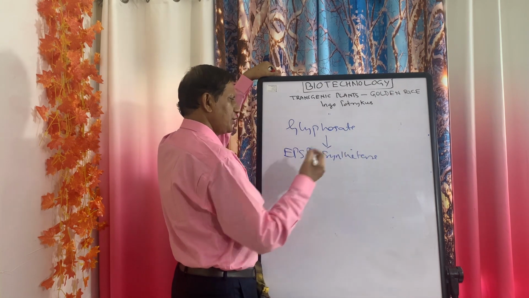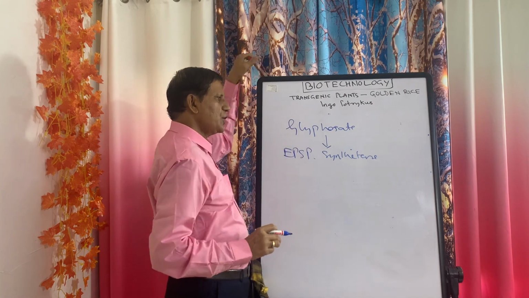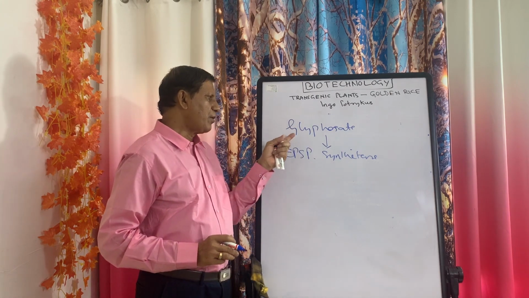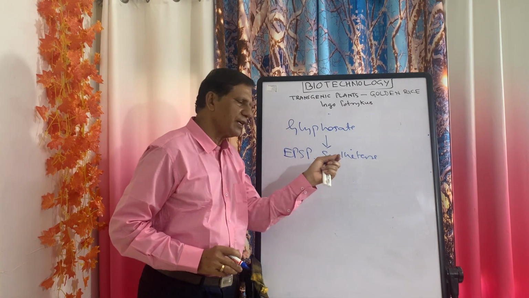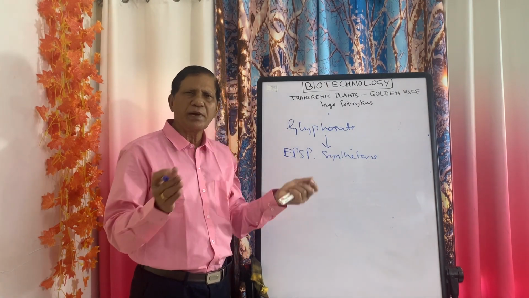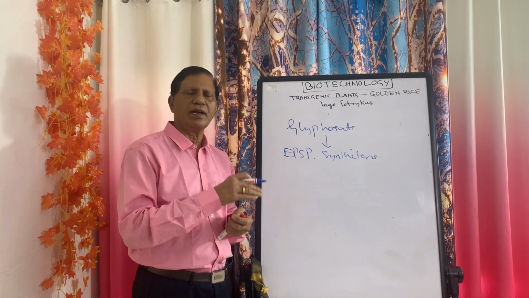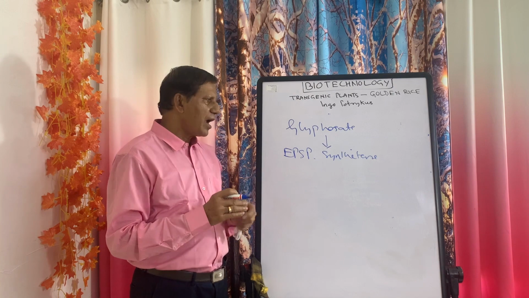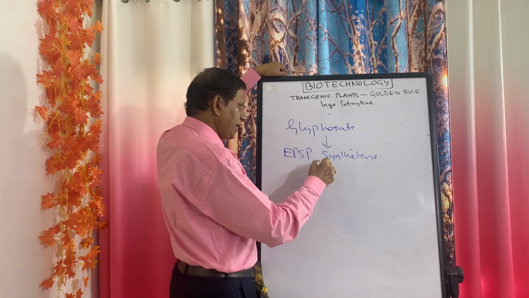This is the name of one gene, but you can also call it EPSPS. So this compound affects this EPSP synthetase gene in a wide spectrum. In most of the plants it is affected. Even in fungi and bacteria it is also affected. And when this is affected, what happens?